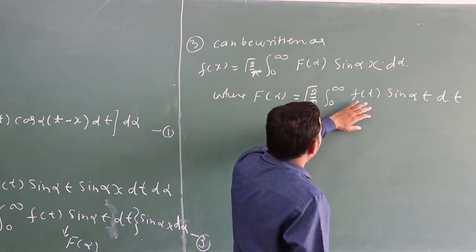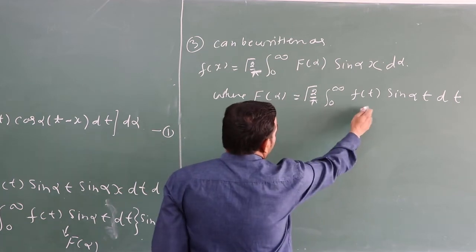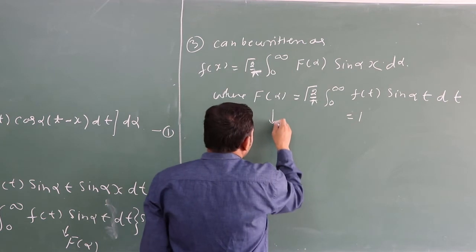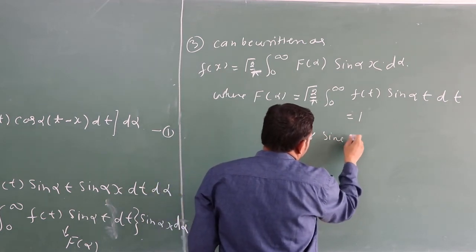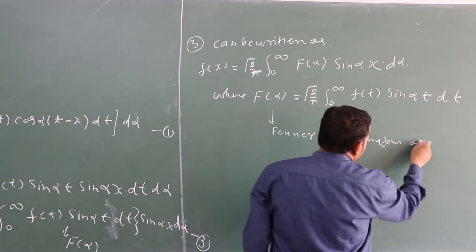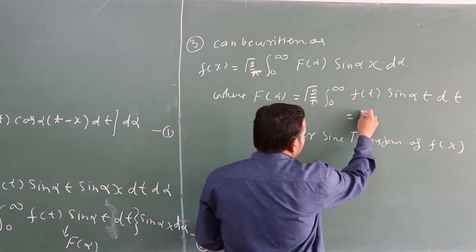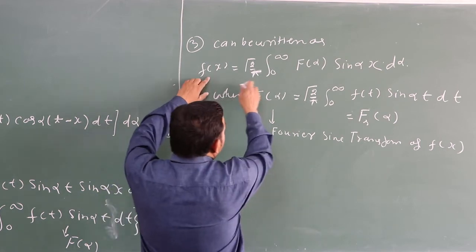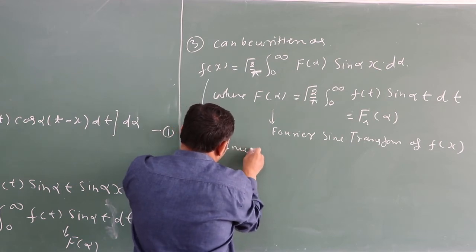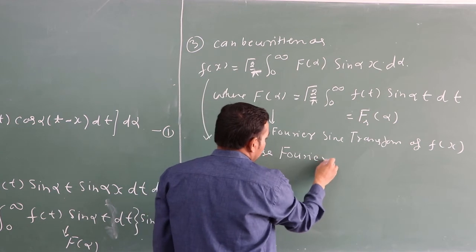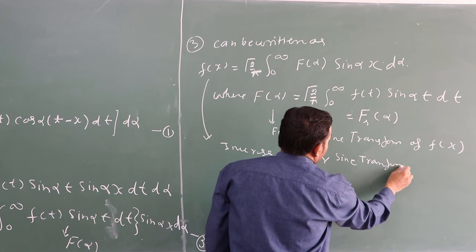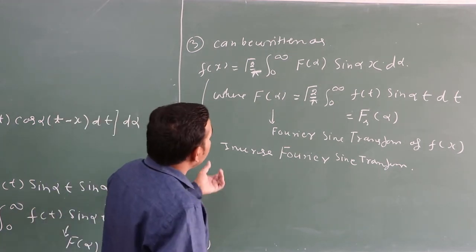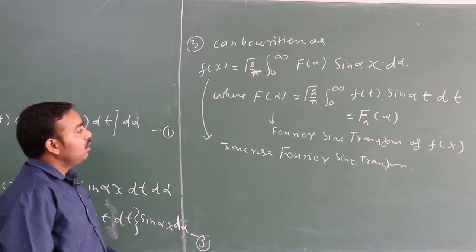We can say this is the transform of f(t), and we say this is the Fourier sine transform of f(x), and we can write it as F_s(alpha). This is only for representation, and this is the inverse Fourier sine transform. Now we will try to explain all these steps with the help of the following examples.